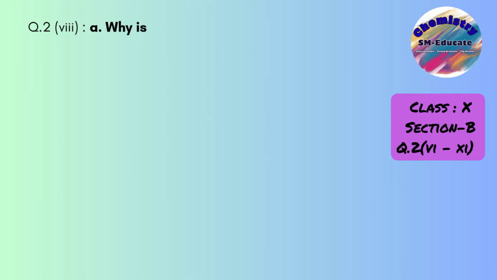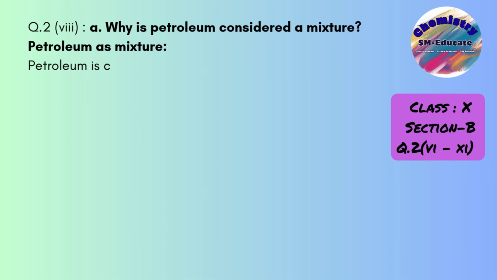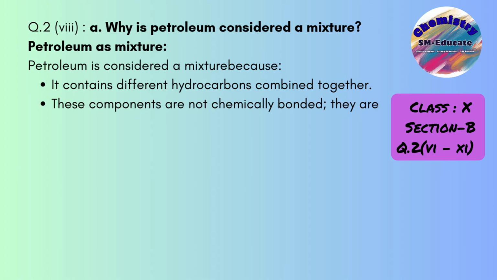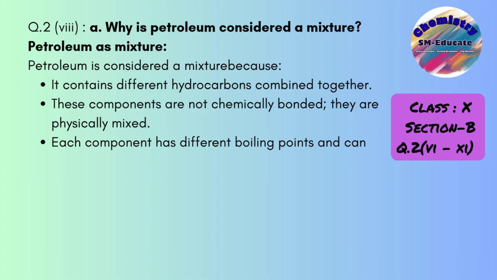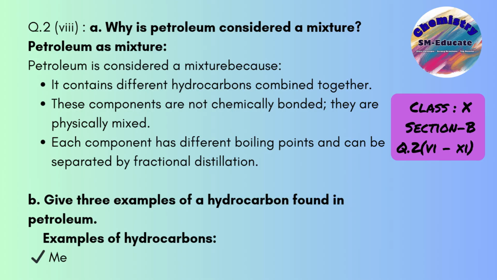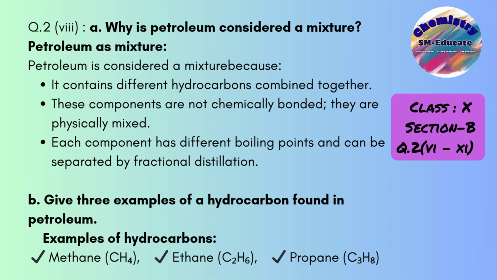Question 2, Part 8a. Why is petroleum considered a mixture? Petroleum is a mixture. Petroleum is considered a mixture because it contains different hydrocarbons combined together. These components are not chemically bonded, they are physically mixed. Each component has different boiling points and can be separated by fractional distillation. B. Give 3 examples of a hydrocarbon found in petroleum. Examples of hydrocarbons: methane, CH4, ethane, C2H6, propane, C3H8.